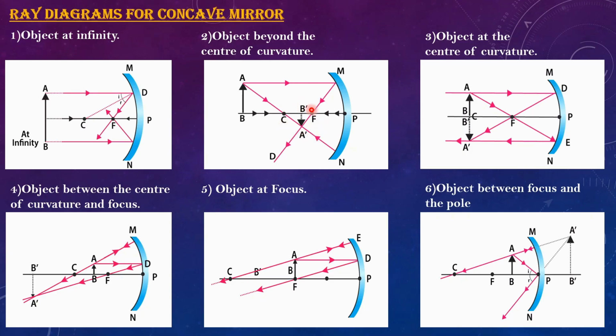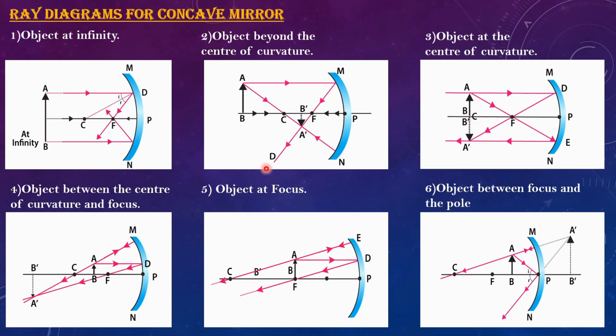Now, the next one is object at the center of curvature. When the object is placed at the center of curvature, the image formed is also at the center of curvature. That is this one. It will be of the same size, real and inverted.